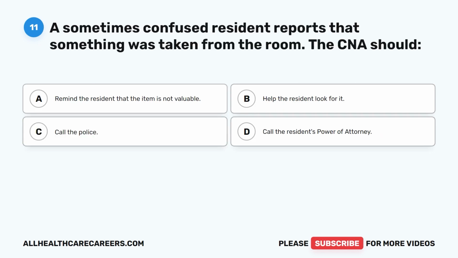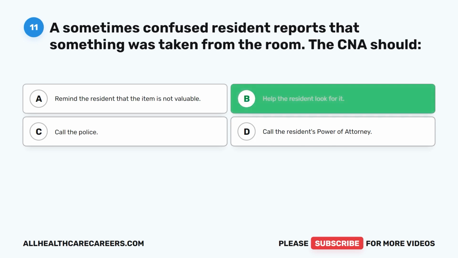Question 11. A sometimes confused resident reports that something was taken from the room. The CNA should: A. Remind the resident that the item is not valuable. B. Help the resident look for it. C. Call the police. D. Call the resident's power of attorney. The correct answer is B.